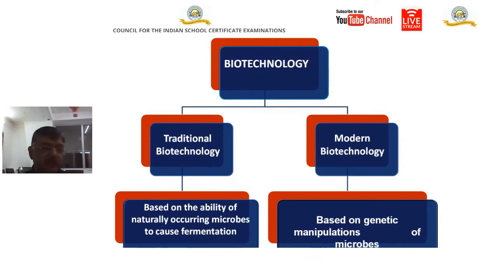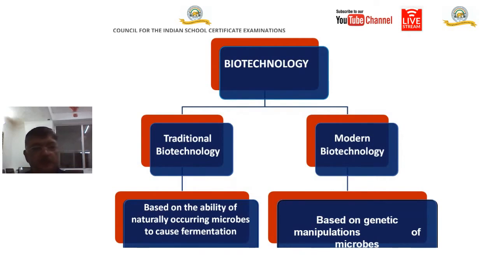Traditional biotechnology refers to the ability of naturally occurring microbes to cause fermentation. So it was based on exploiting this ability. Traditional biotechnology exploits the ability of naturally occurring microbes to cause fermentation and to produce different products.